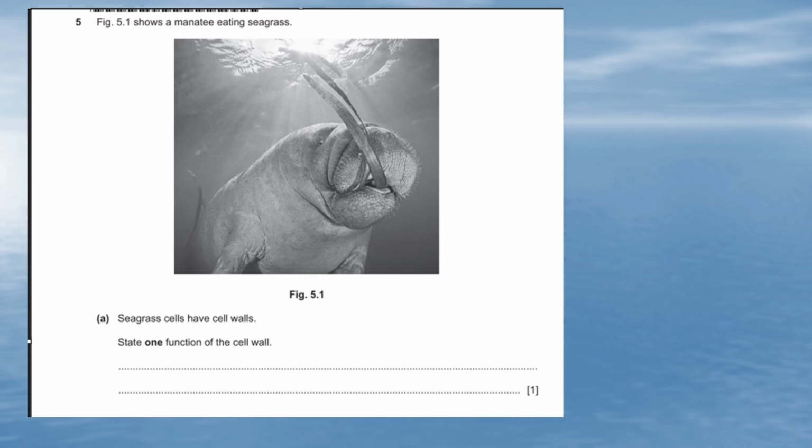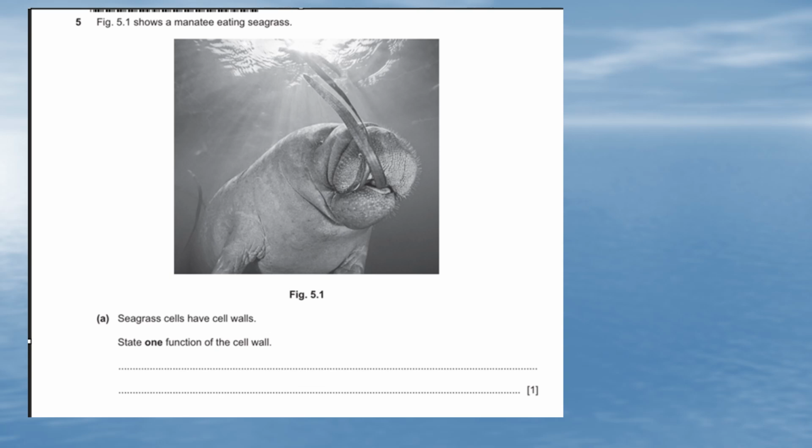Okay, so here is the next part of the exam. In question 5, they show us a manatee eating seagrass, and then they get really Cambridge on us because they ask about the seagrass instead. They say that seagrass cells have cell walls. State one function of the cell wall.